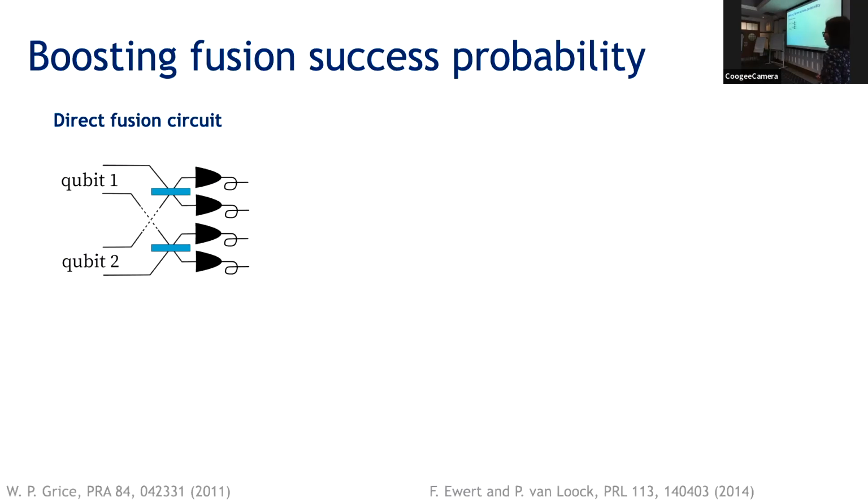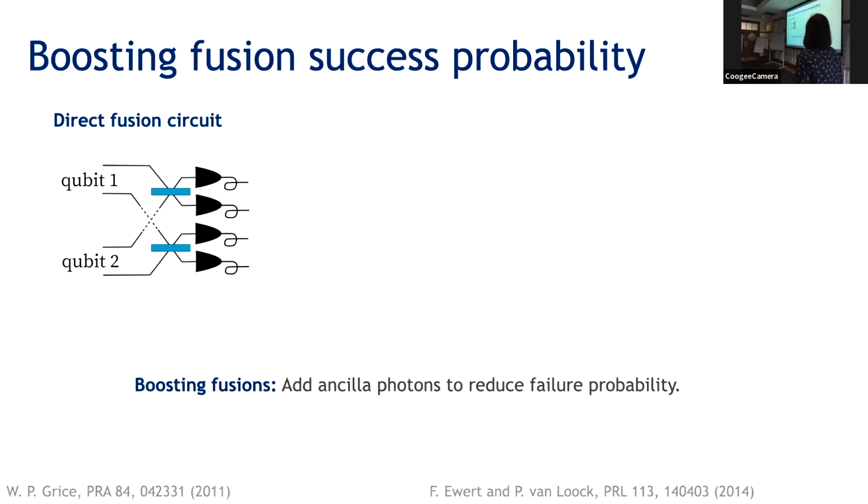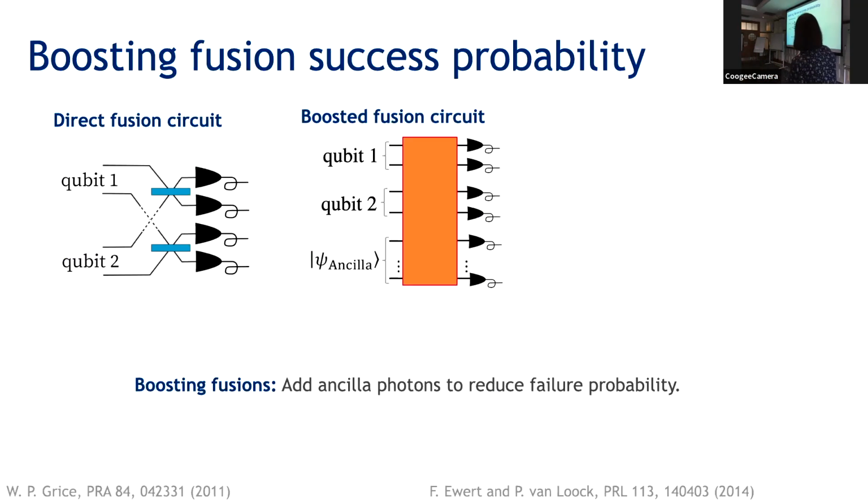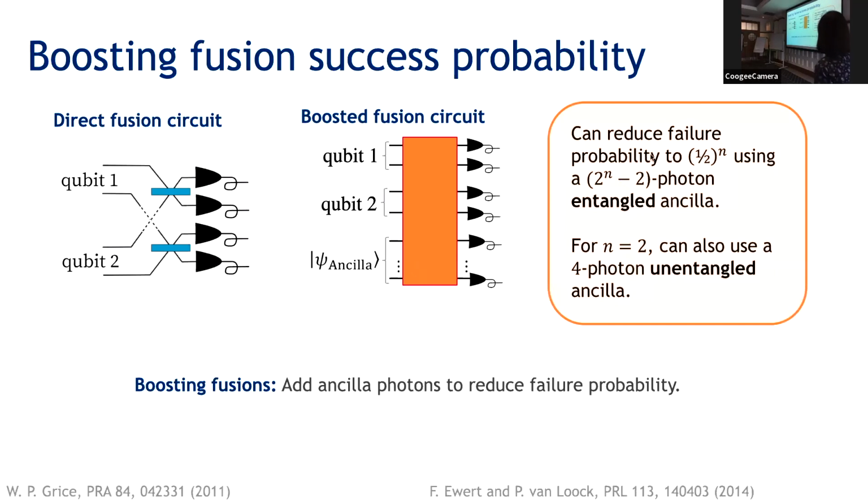Okay. Now, with a 50% success rate, you basically can't do anything. So you have to boost the success probability of fusions. You do that by adding extra photons, adding auxiliary photons into your fusion network. So in this paper, they showed that you can add entangled photon states into your network of beam splitters and photon detectors. And in that case, you can suppress the fusion failure probability to 1 by 2 to the n by using 2 to the n minus 2 entangled photons.